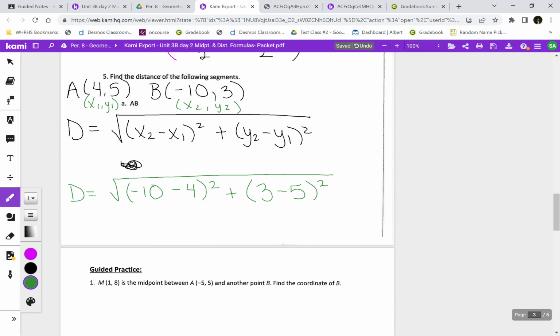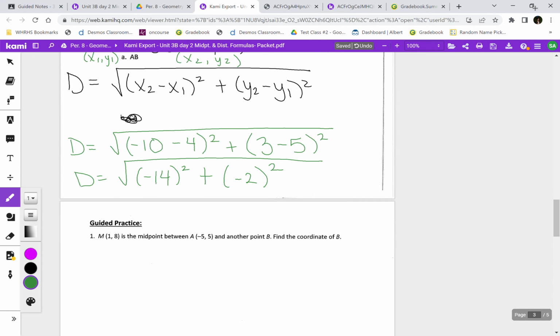Right, when using the distance formula, you need to simplify completely underneath the radical. So negative 10 minus 4, isn't that a negative 14? So we're going to have a negative 14 squared plus 3 minus 5 is a negative 2, and then we're going to square that. You have to keep simplifying underneath the radical. So D will equal, the distance between the 2 points is going to be negative 14 squared, which is 196 plus 4. What's 196 plus 4?